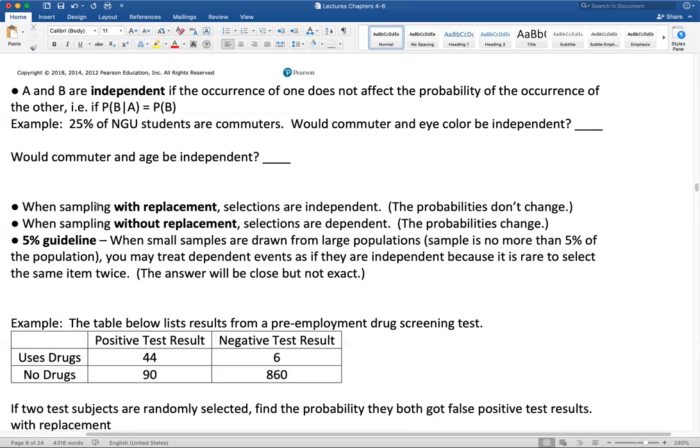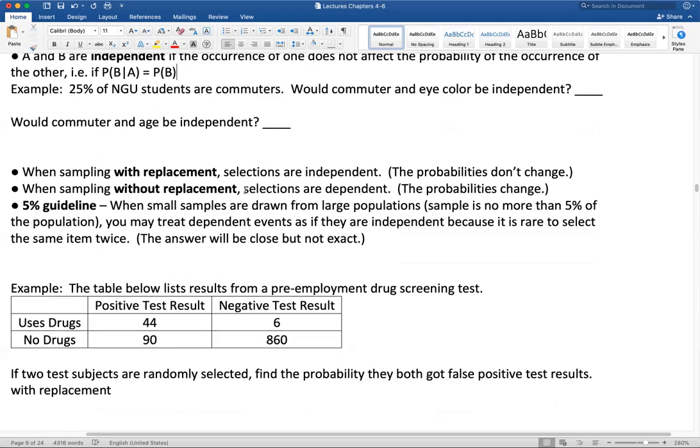So when sampling with replacement, the selections are independent. The color of the second candy and the color of the first candy will not affect each other, so the probability doesn't change. When sampling without replacement, the selections are dependent, so the probability changes. So without replacement, you have to apply the conditional probability, and with replacement, the two events are independent, so the conditional probability becomes just the regular probability like this.